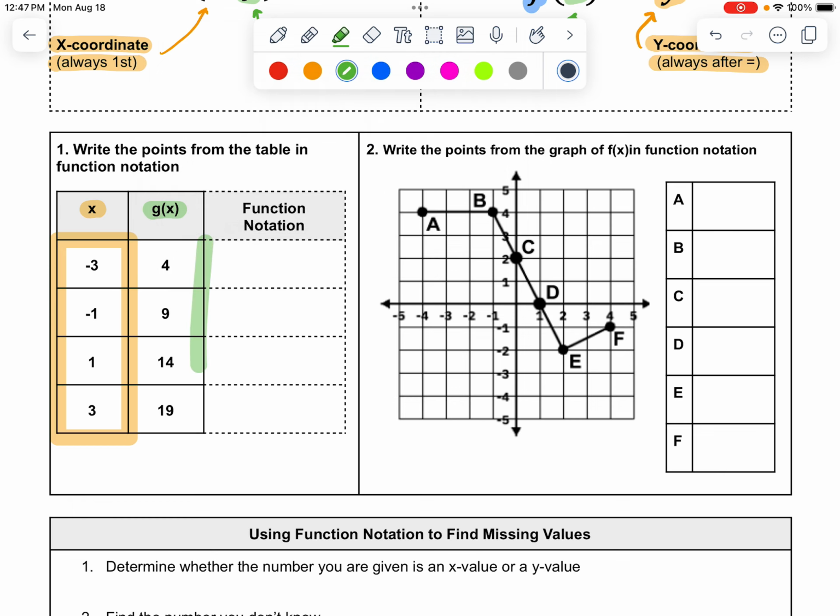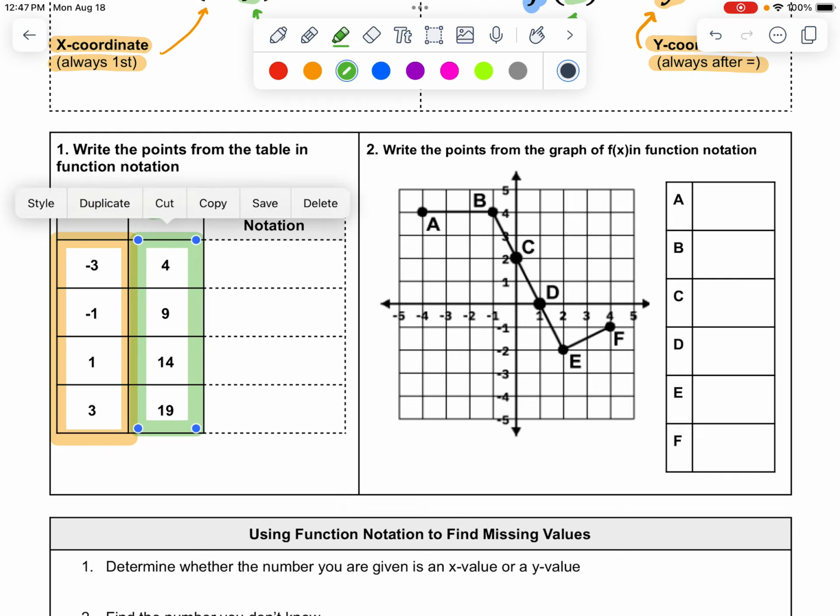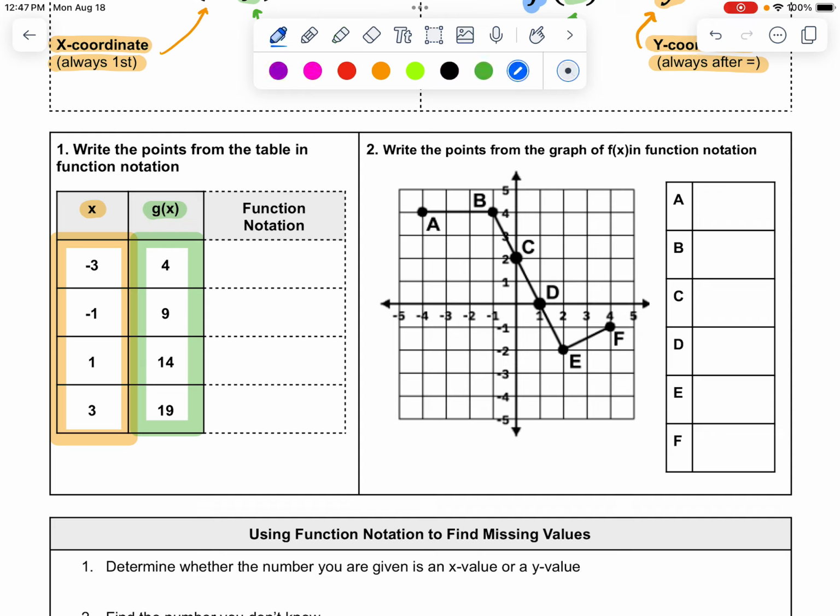What we're going to do is take these exact same numbers and write them in function notation. So here's how that would look. They're telling me in these directions that the name of my function is g. So g is going to be the first thing that I write down for my function notation. Now, after the name of the function, you're always going to have a parentheses and an equals.